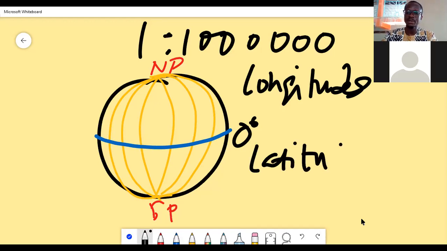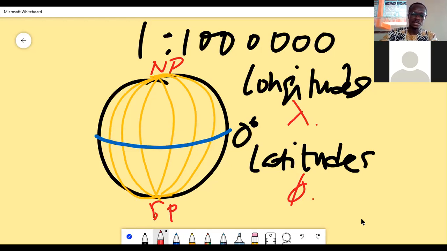Latitudes and longitudes alone can be used to fix your position. Most of the time when you use a GPS receiver, the data that you get are longitudes and latitudes. The symbols put on there represent the longitude and latitude. This one is called lambda, and that is called phi. So lambda and phi are the longitudes and latitudes.